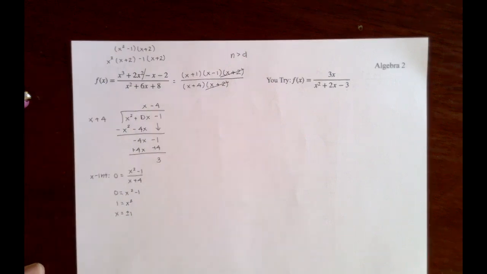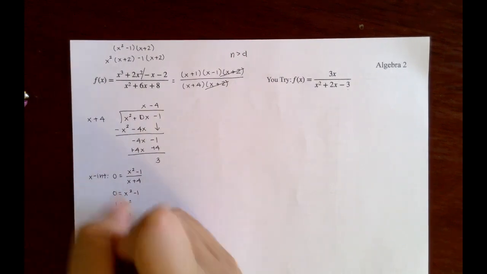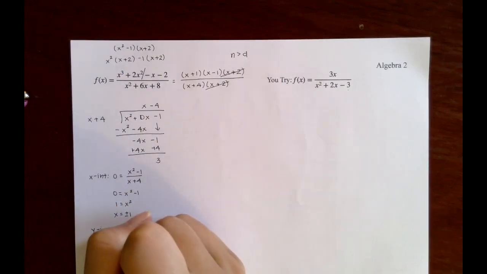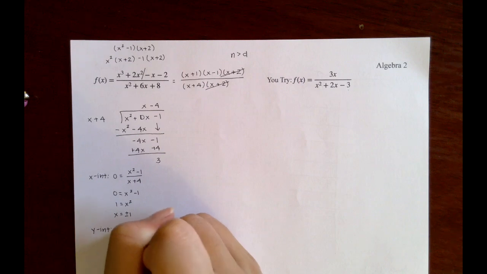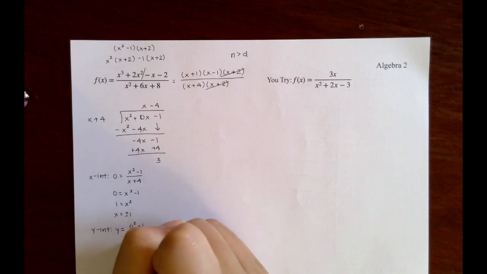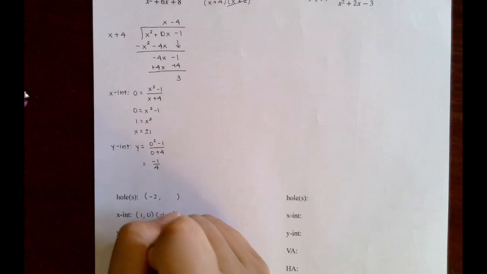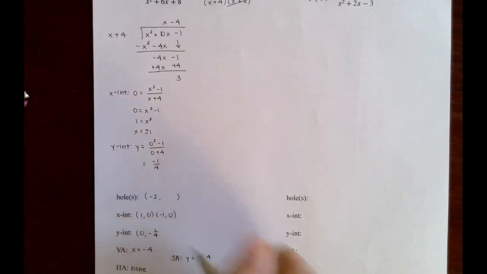Then we have our y-intercept. We get that by plugging in 0 for x, so that will be y equals (0 squared minus 1) over (0 plus 4), which would be negative 1/4. So our y-intercept is at (0, negative 1/4). So something like this.